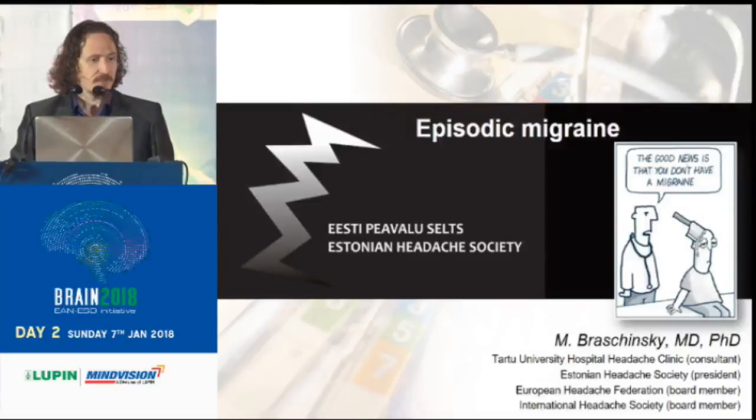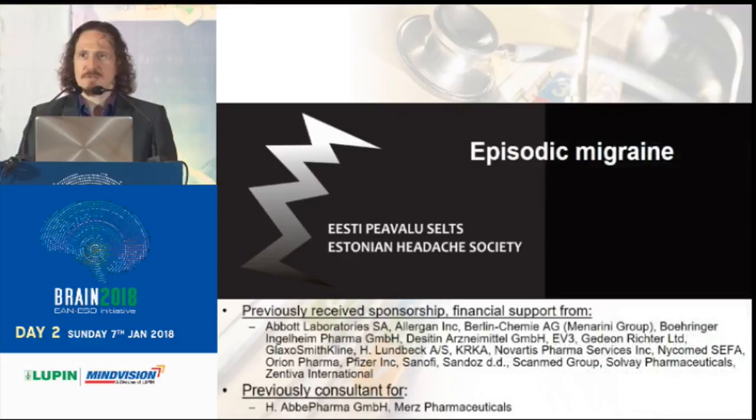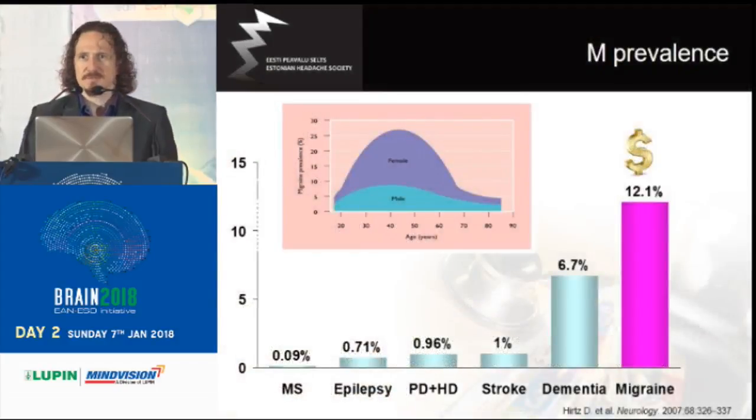Once again, we will now dive into the world of migraine, and this time with the concentration on episodic migraine. My disclosures didn't change much from yesterday. So why are we talking about migraine so much? Because it is the most prevalent neurological disorder, actually. This is by far the number one prevalent neurological condition.